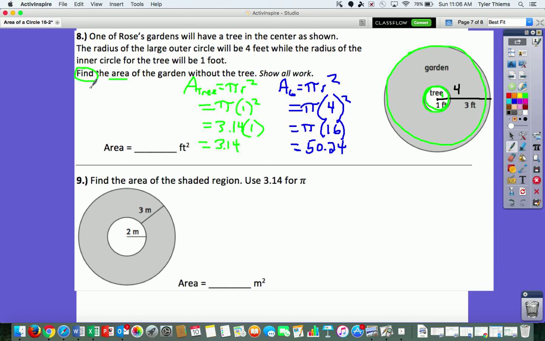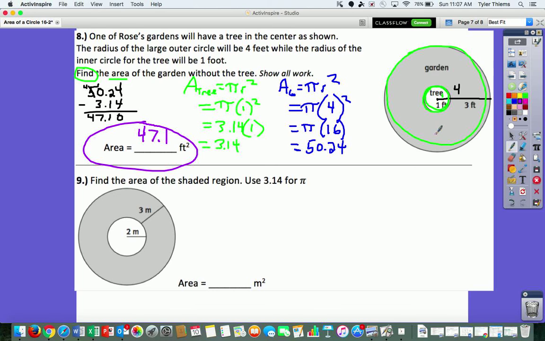Now we're not done yet because we have to subtract these two to find just the area of the garden without the tree. So we would subtract 50.24, because that's the area of the whole thing, minus the area of the tree, which is not part of it. And when we do that, we get 47.1. So that, my friends, is the answer to this question. You find the big area and subtract the small area, and that is the area of this garden without the tree.